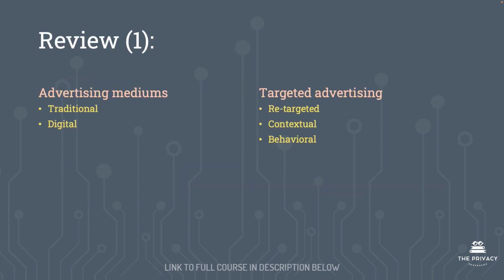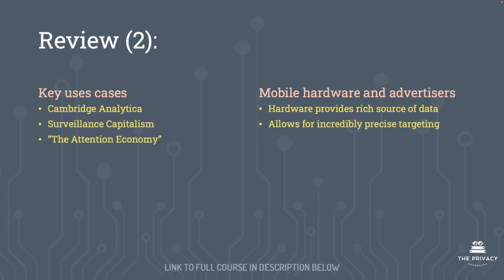In this lecture, we have discussed advertising mediums such as traditional and digital. We went over the 3 categories of targeted advertising that you need to know for the CIPP US. These include retargeted, contextual, and behavioral. The 3 use cases that we looked at are Cambridge Analytica, surveillance capitalism, and the attention economy. We discussed the interplay between mobile hardware and advertisers. In short, mobile hardware provides a rich source of data for advertisers and allows advertisers to precisely target their target populations.